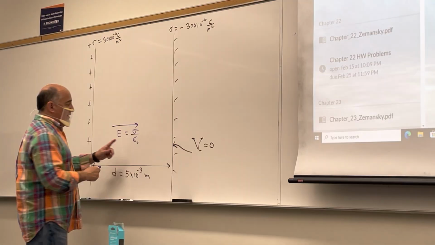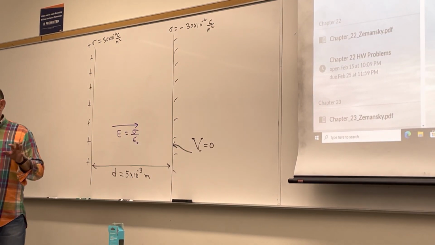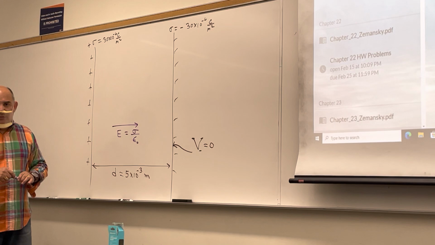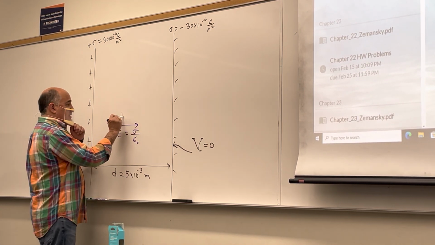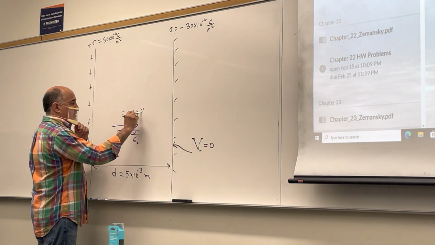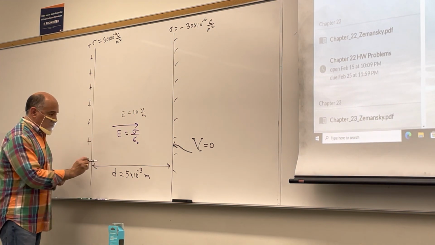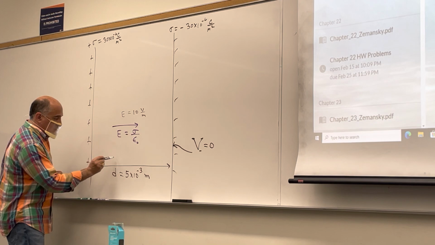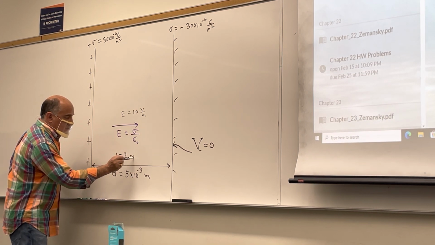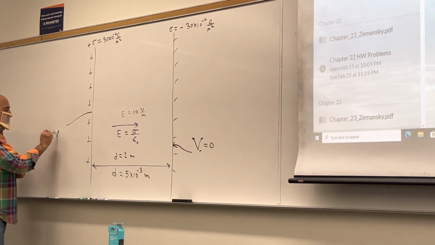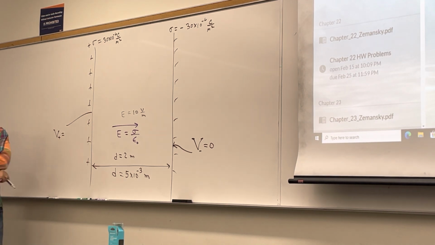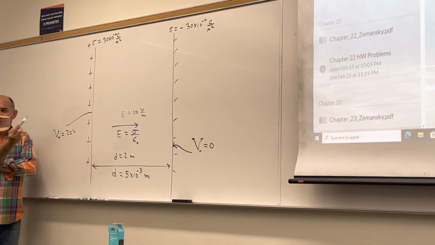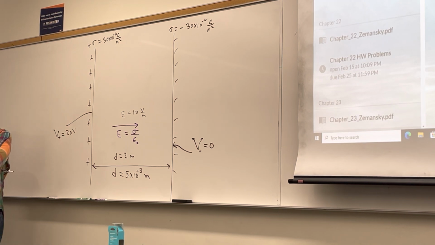Now, suppose, just for the sake of argument, I haven't evaluated these numbers, suppose you work it out and you get that this electric field is 10 volts per meter. And suppose this distance is 2 meters. What will be the potential of this plate? 20 volts. Exactly. That's a 1-2 second type of question. Why not minus 20?